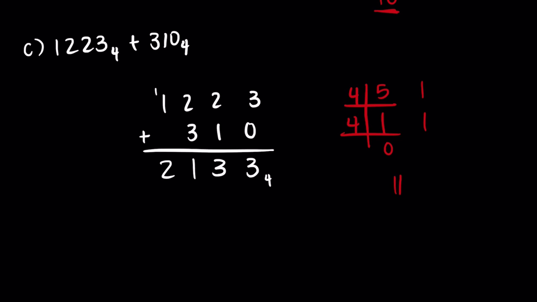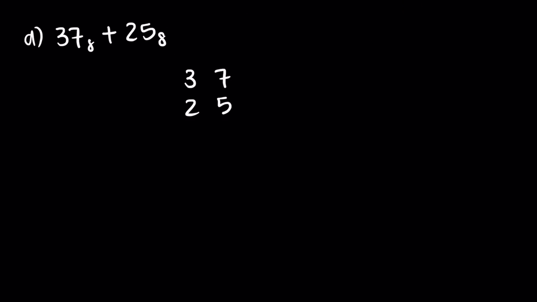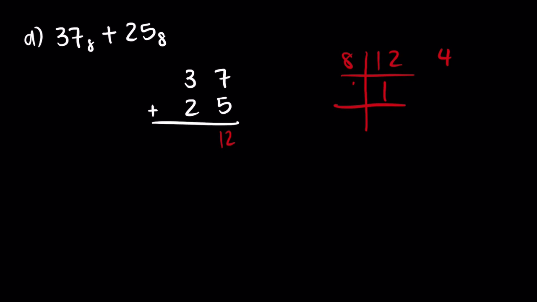For this next example, 37 plus 25, both in base 8. 7 plus 5 is 12. And 12 isn't a digit in base 8, so we have to convert it. 12 divided by 8 is 1, remainder 4. 1 divided by 8 is 0, remainder 1. 14 is our number, and we leave the 4 but carry the 1. Then 1 plus 3 plus 2 is 6, and we're done.